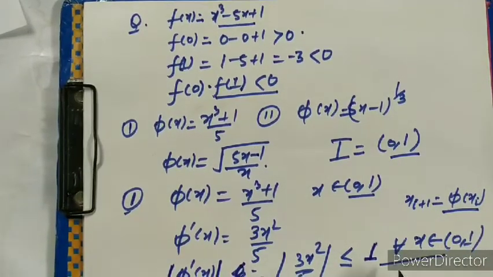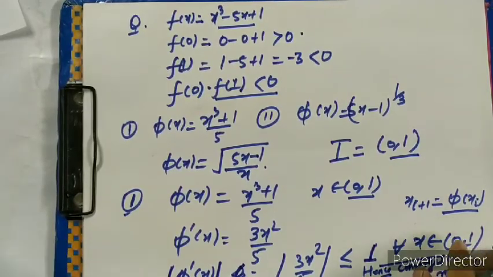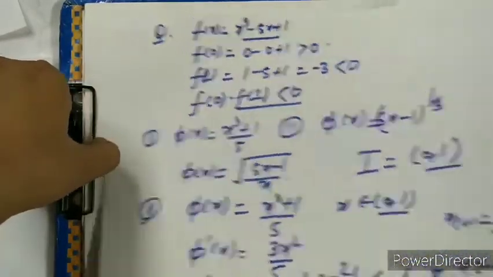So the method is convergent, hence converges to a root in interval 0 1. Okay, how will we check?